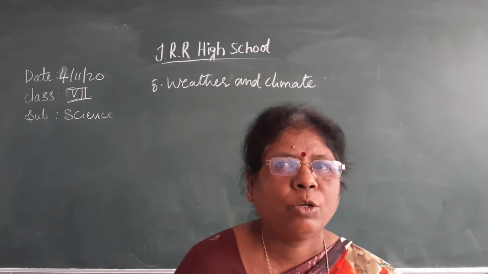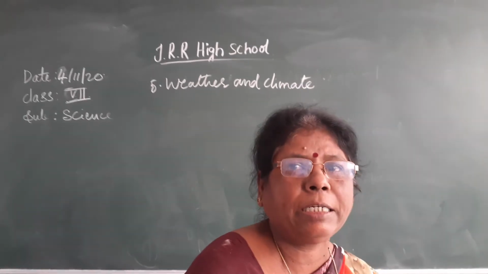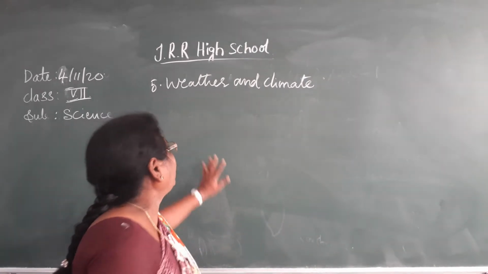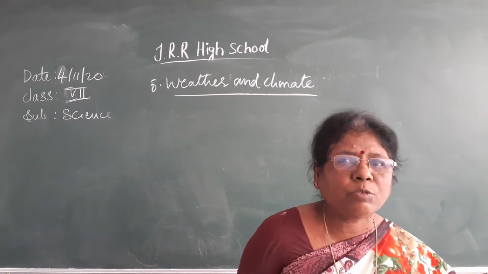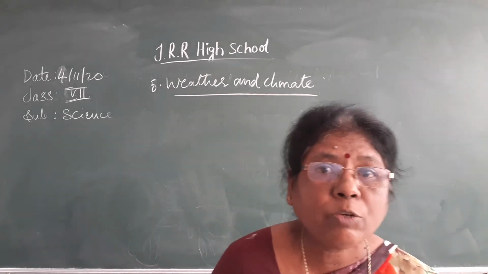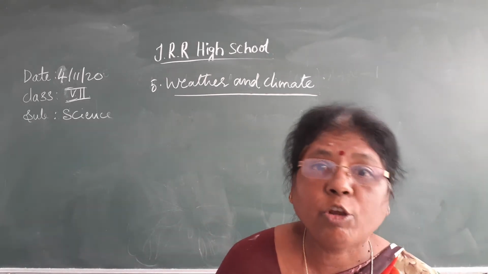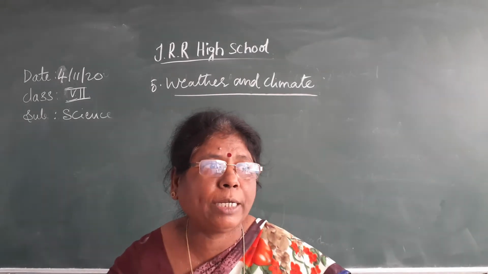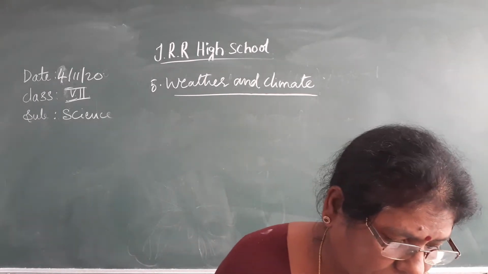So, what I explained to you in the previous class about weather and climate, I started the lesson. What are the components of the weather? I discussed it in the previous class. The components are maximum temperature, minimum temperature, rainfall, whether the sky is cloudy or clear, wind, humidity, sunrise and sunset. These are the components of weather, isn't it? Already we discussed this.